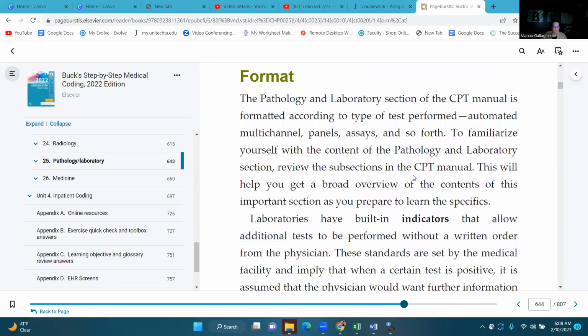So let's talk about our format. The pathology and laboratory section of the CPT manual is formatted according to the type of test performed: automated, multi-channel, panel, assays, and so forth. To familiarize yourself with the content of the pathology and laboratory section, review the subsections in the CPT manual. This will help you get a broad overview of the contents of this important section.